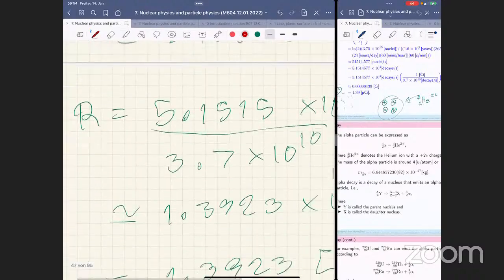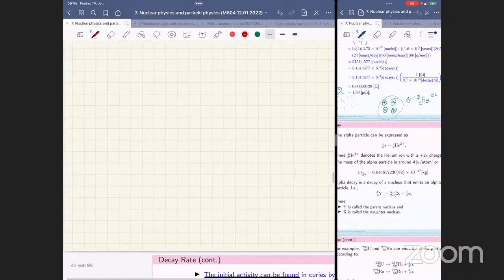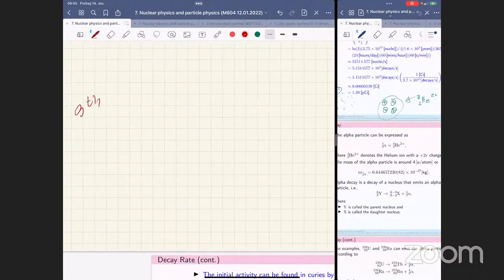The homework of M604 is all right. Let me write down the homework 9 for M604: it is the decay rate.